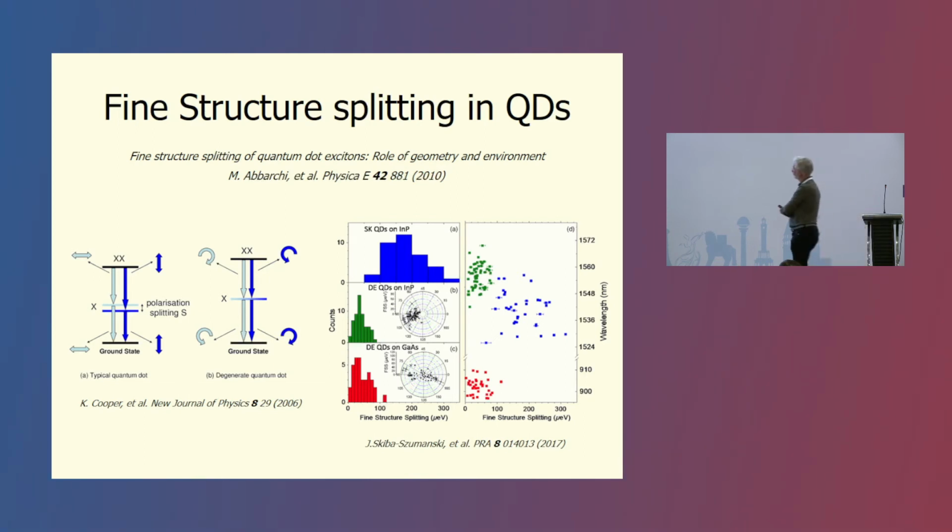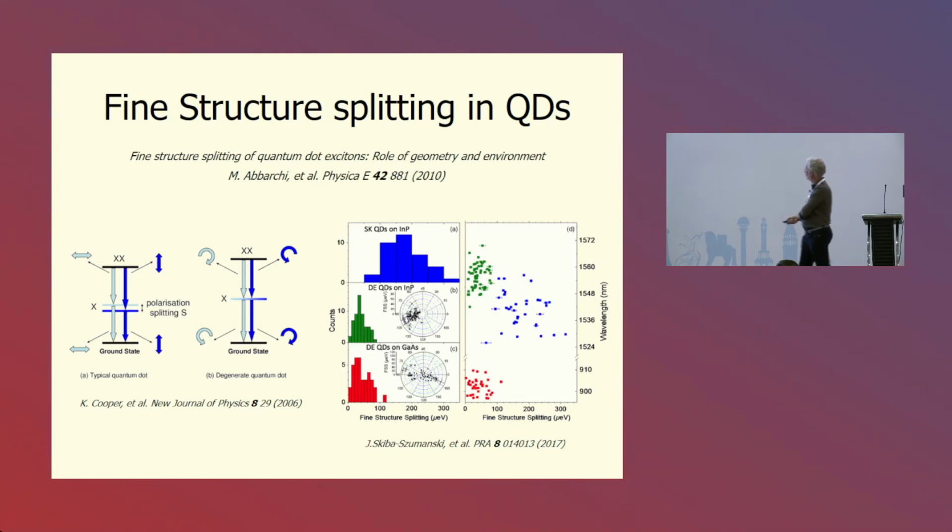So it's very important for photon entanglement that you have a symmetric dot where this fine structure splitting that we see here, or polarization splitting, is as small as possible. This is the work from the people from Sheffield and Cambridge, and they looked at SK dots. And the SK dots have a rather large fine structure splitting, as you can see along the axis here. This is the emission wavelengths. They have a rather large fine structure splitting, also here in the histogram you can see it.